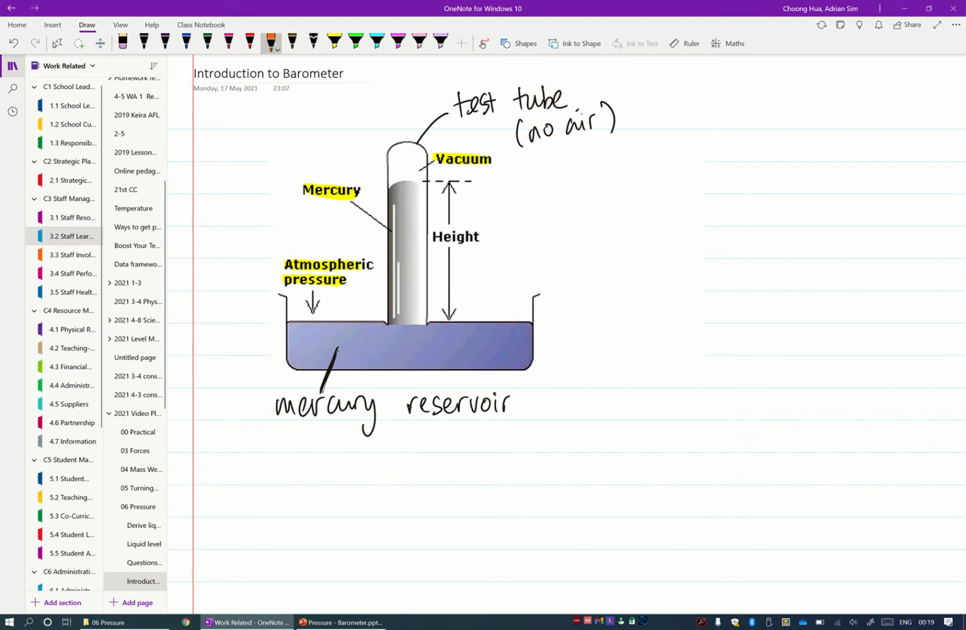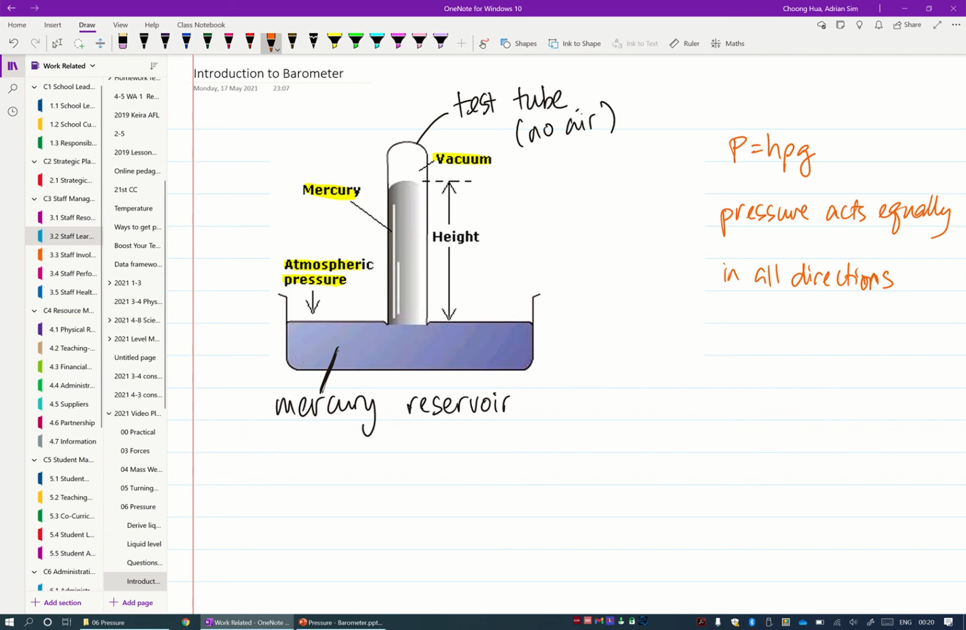Now, first of all, let's recap what we have to know. Recall in the earlier part of the lesson, P equals h rho g. So that's one of the very basic formulas you must recall, pressure in a liquid. And in hydraulics, we also learned that pressure acts equally in all directions. Okay, pressure acts equally in all directions. So we're going to put these two together to understand how we can use the barometer to measure the atmospheric pressure.